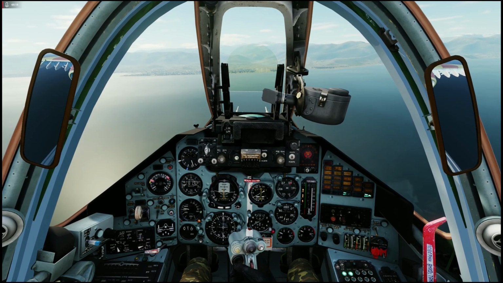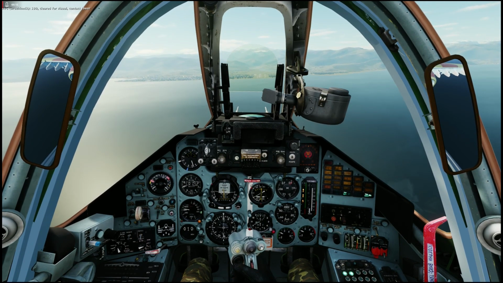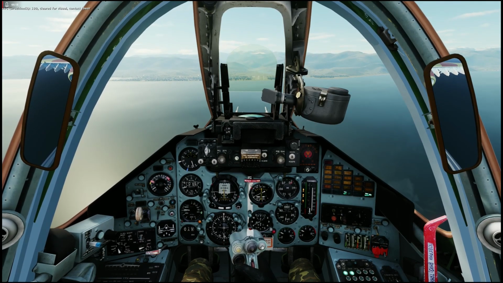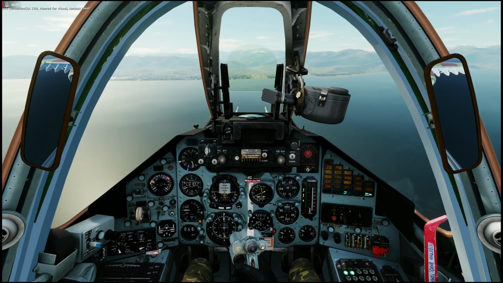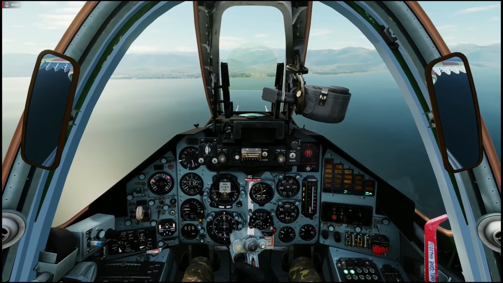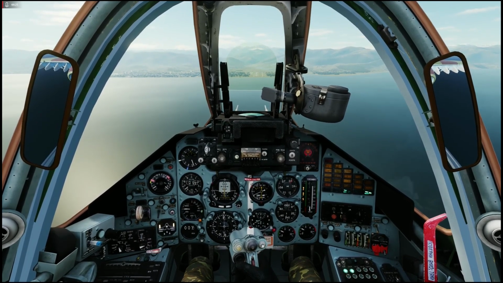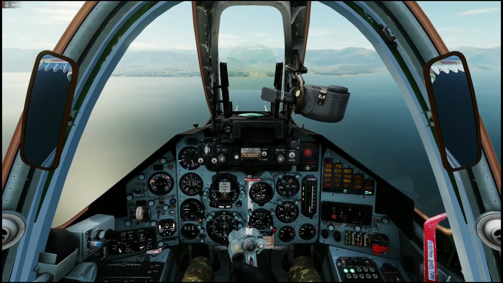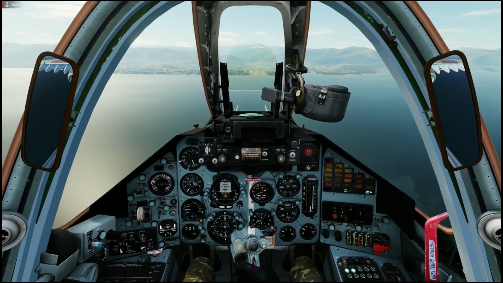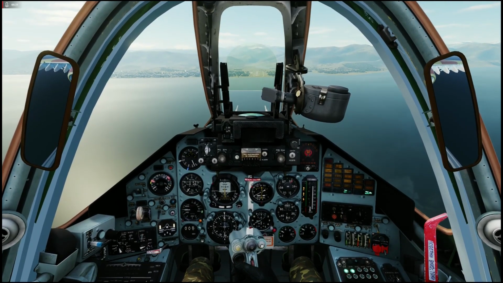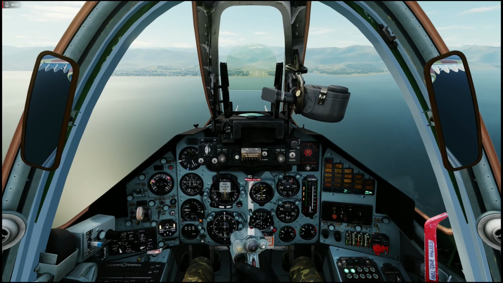So 1-0-0. Look at the ADI, we need to descend, and I'm gonna put on a bit of air brakes down to 400 kilometers per hour to extend my gear. Still need to descend a bit.